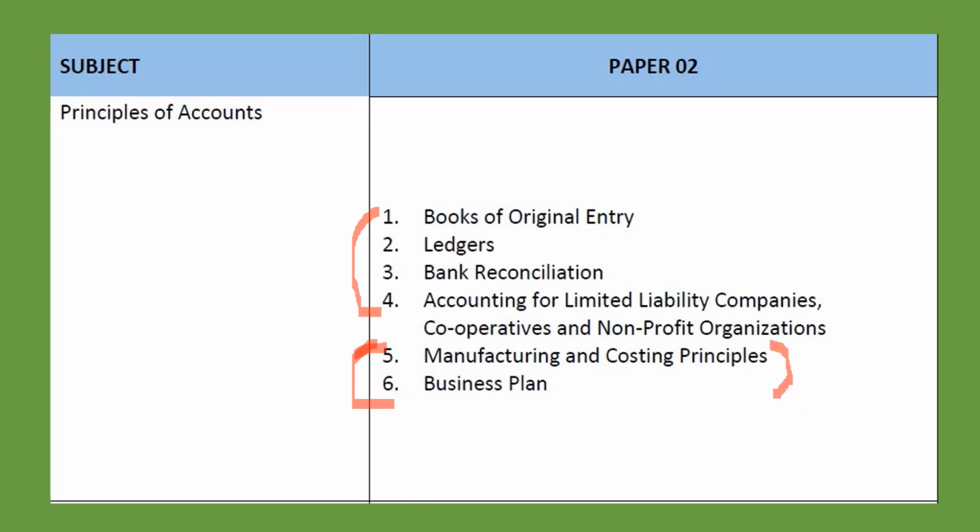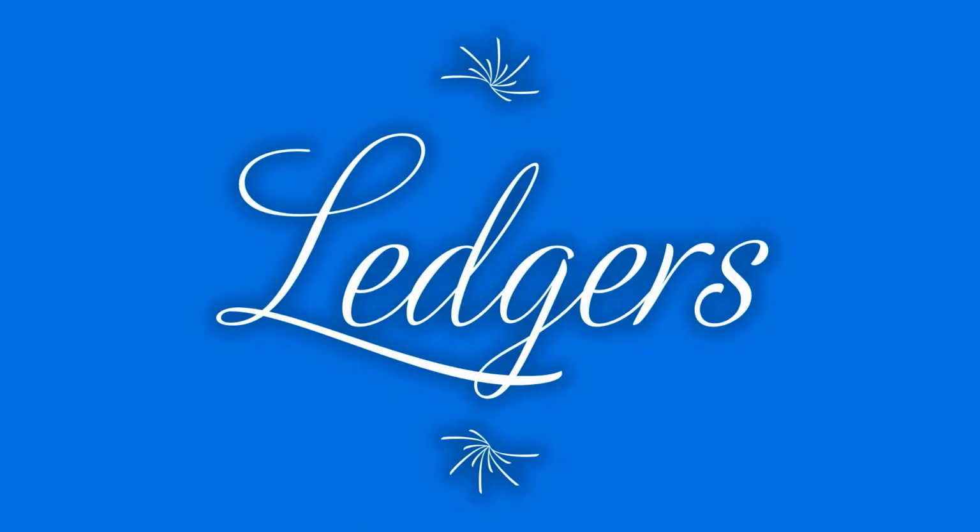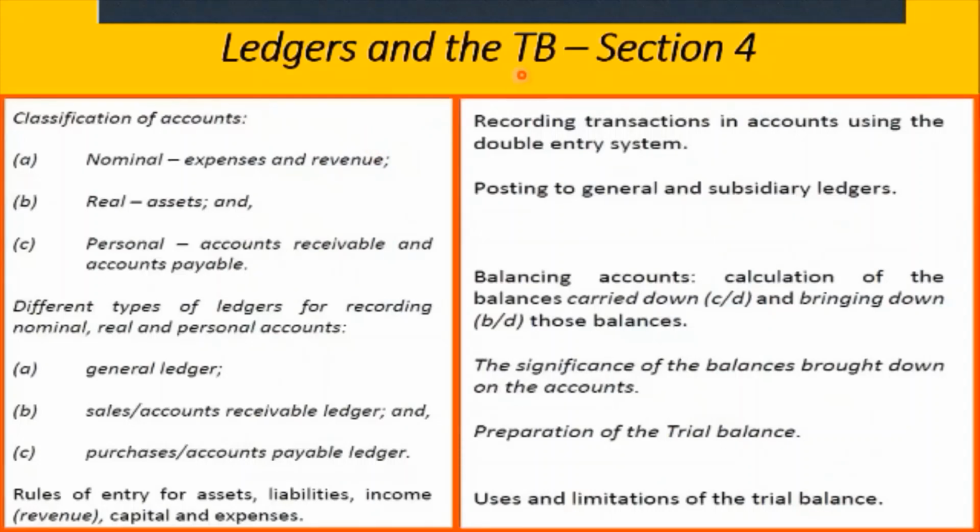Let's get right into it. The first one is ledgers and the trial balance. That is section 4. This is what you could expect to see. I have all the items from the syllabus here from section 4. It looks long, but isn't really all that long. The first part deals with classification of accounts: nominal, real and personal accounts.